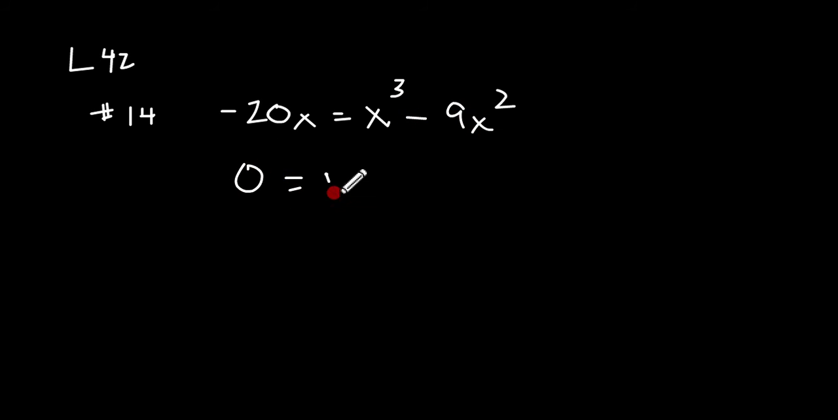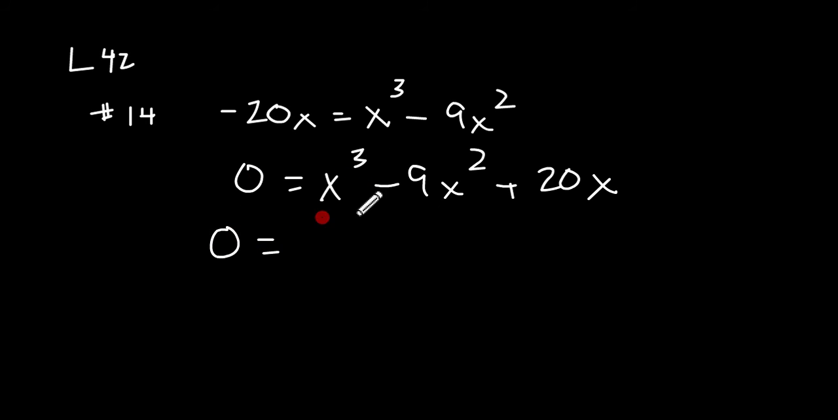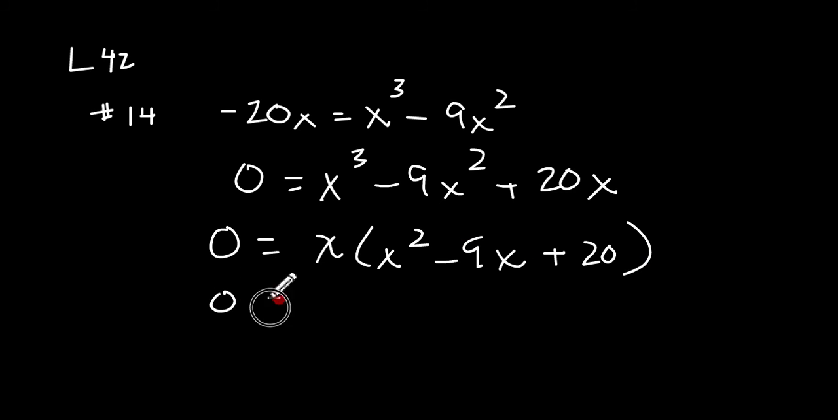Lesson 42, number 14. Negative 20x equals x cubed minus 9x squared. So we get 0 equals x cubed minus 9x squared plus 20x. Okay, this isn't quadratic, but anything with an exponent greater than 1 has to be set equal to 0, and then you're going to factor. There's an x common in all of these terms, so I'm going to take it out. And then I'm going to factor the trinomial into two binomials.